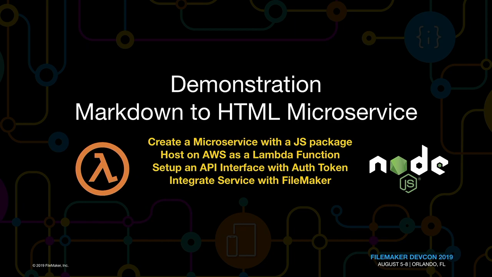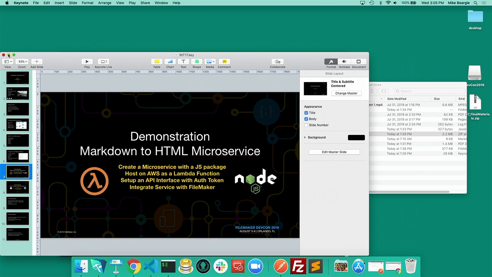So what we're going to do is create a microservice based on a JS library that's open source. We're going to host that on AWS as a Lambda function. We're going to set up an API interface with an authorization token. And then we're going to integrate that service with FileMaker using an API. So now the fun starts.